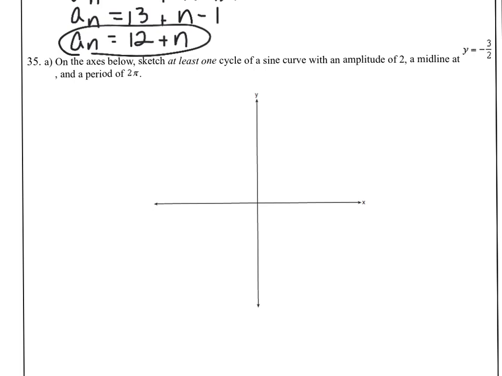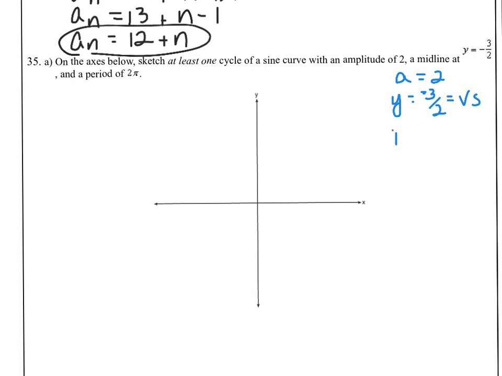For this question, I like to write down everything off to the side. So they tell you that the amplitude is 2, so I'm going to write A equals 2. They told you the midline is y equals negative 3/2. Now remember that midline is also equal to the vertical shift. So let's not forget that.